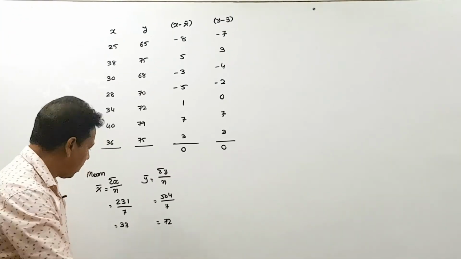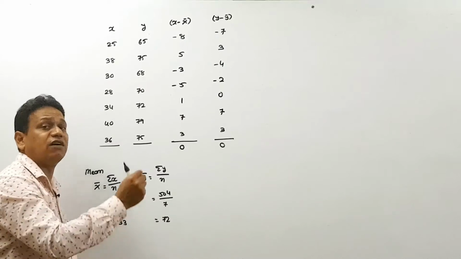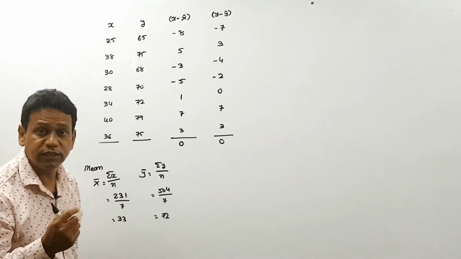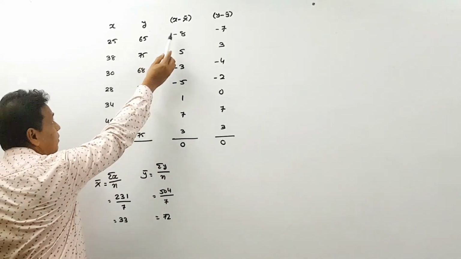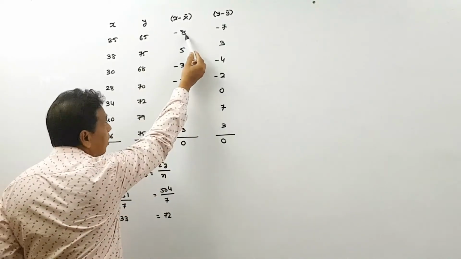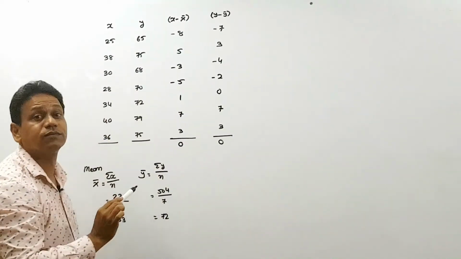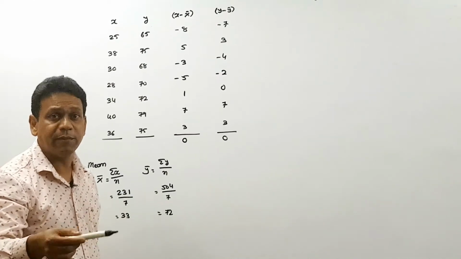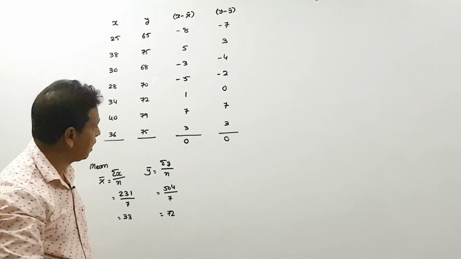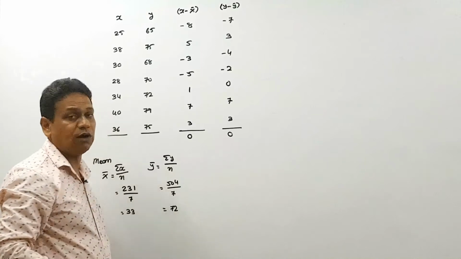Now think, if your answer was 33.72, what would you do? If you prepared this column that way, all the values would come out in decimals. So it creates mathematical problems for the calculation. So now, after making these two columns, we have to find the next step.